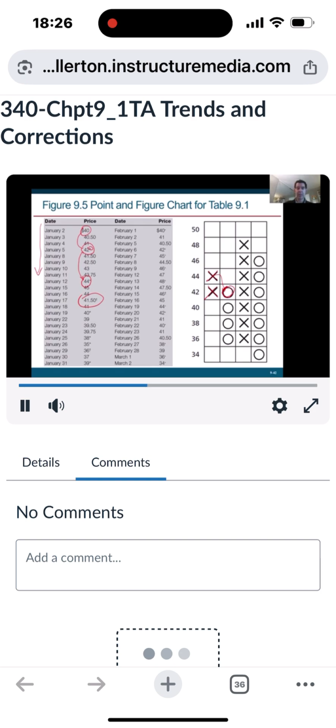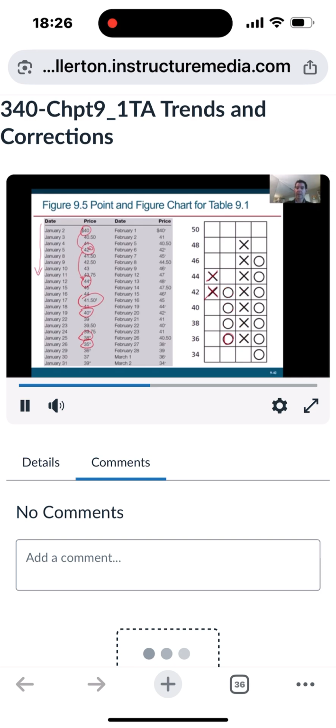So it hits 42. Does it ever hit 40? Yes, it hit 40 right there. I'm going to put an O at 40. Does it hit 38? Yes. Does it drop below 36? Yes. Boom, it keeps going down. Does it ever get to 34? No. Then it turns around, starts going up again, and because it starts going up, I start putting X's. So X's indicate it went up, O's indicate it went down.